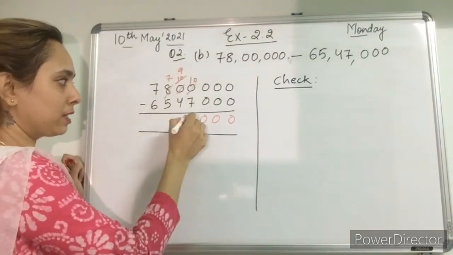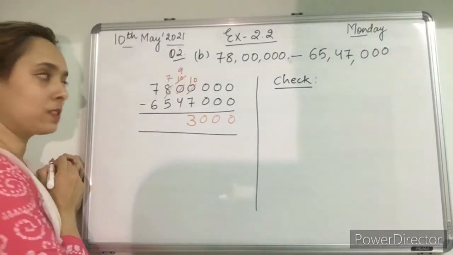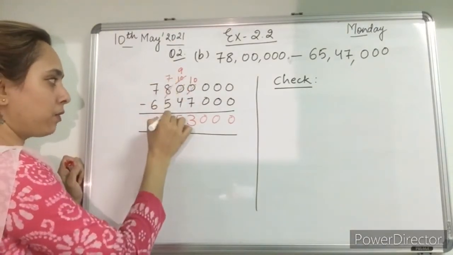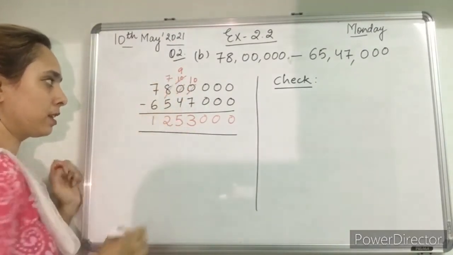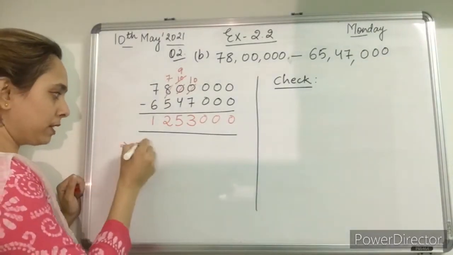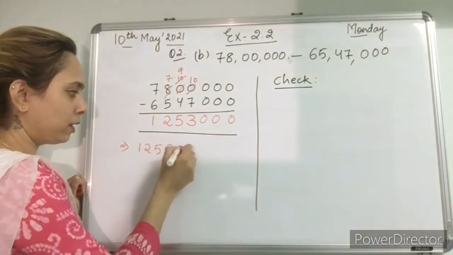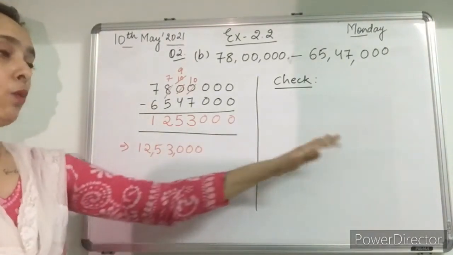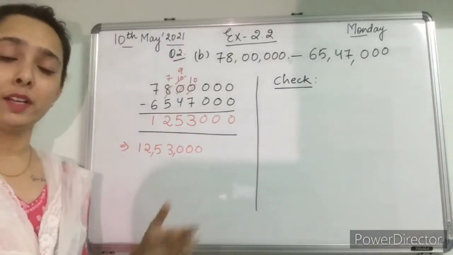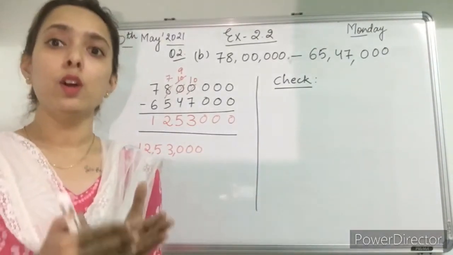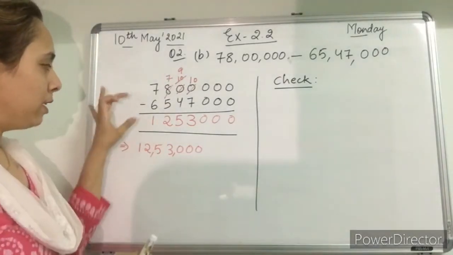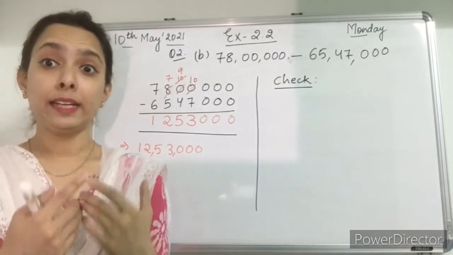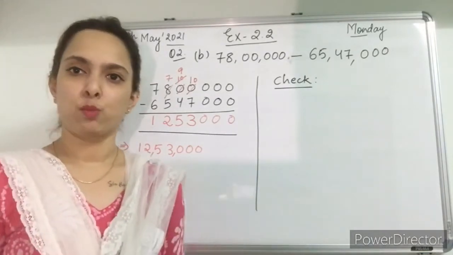So 10 minus 7 is possible and the difference is 3. Next 9 minus 4 is 5. Then 7 minus 5 is 2 and 7 minus 6 is 1. So our difference is 1, 2, 5, 3, 0, 0, 0. Put periods also. Now this is our difference. I want to check whether my subtraction is right or wrong. So what am I going to do? I will add the subtrahend and difference. If I get the minuend, it means my subtraction is right.